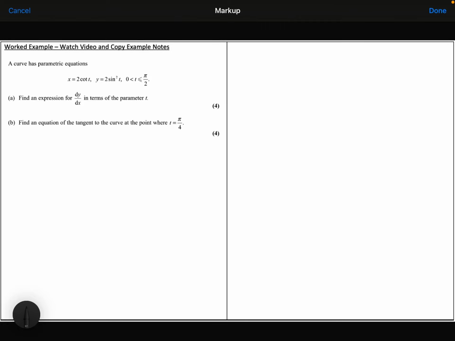A curve has parametric equations x equals 2 cot t, y equals 2 sine squared t, where t is between 0 and pi over 2. Part A: find an expression for dy by dx in terms of the parameter t. So I'm differentiating y with respect to x with parametric equations. I know that means I can do dy by dt divided by dx by dt. That's my formula for differentiating parametric equations.